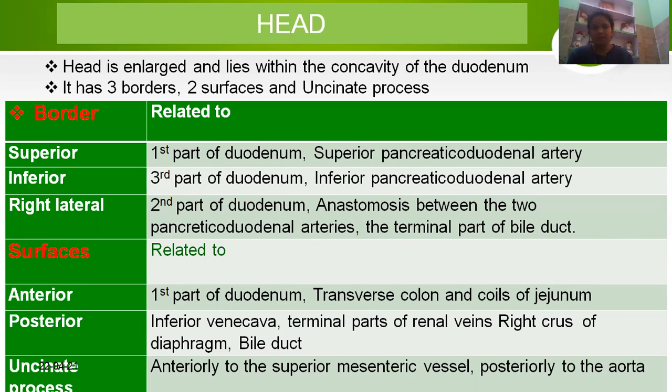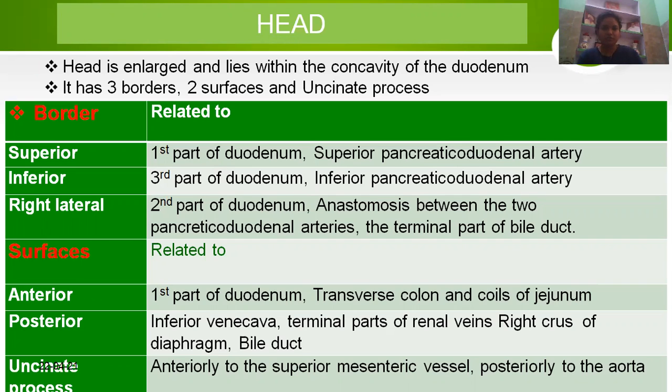So the superior border is related to the first part of the duodenum, the inferior border is related to the third part of the duodenum, and the right lateral border is related to the second part of the duodenum. Because as we know, the head lies within the concavity of the duodenum.